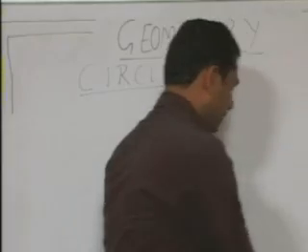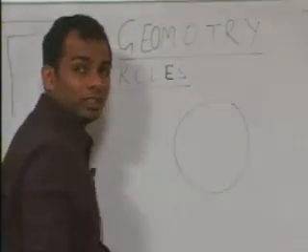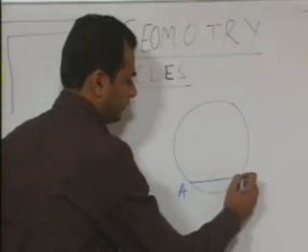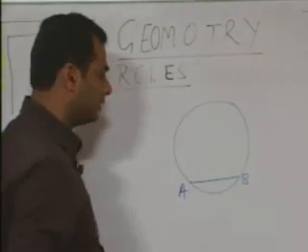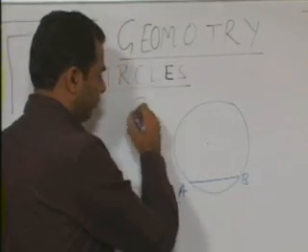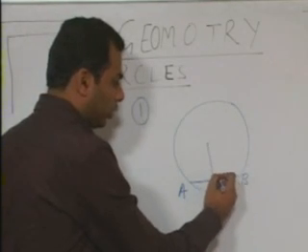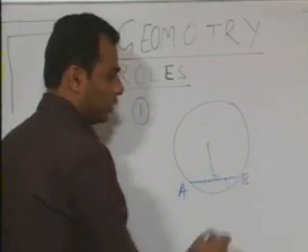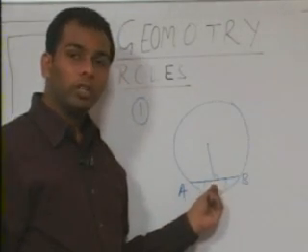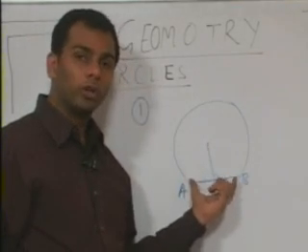The first thing here is, if this is a circle and I draw a chord AB, and this is the center of the circle, and I draw a perpendicular from the center to the chord, this will always bisect the chord, or vice versa. If you draw a line from the midpoint of the chord to the center of the circle, then this line is perpendicular to the chord.